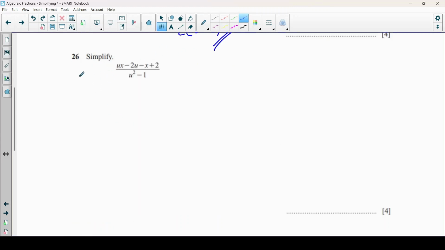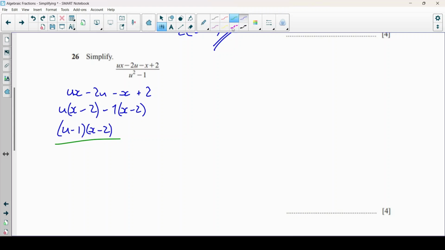For the top here, two single brackets. So we've got ux minus 2u minus x plus 2. We're going to take u out of the first two. Doesn't look like we can take anything out of the second two. Let's take minus 1 out, and then we end up with that same thing, x minus 2. So (u minus 1)(x minus 2). That's the top done.